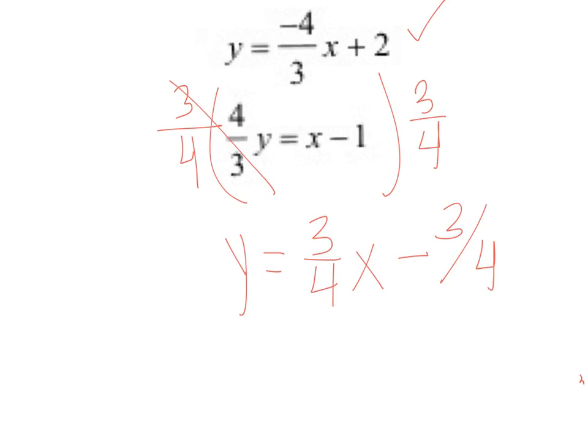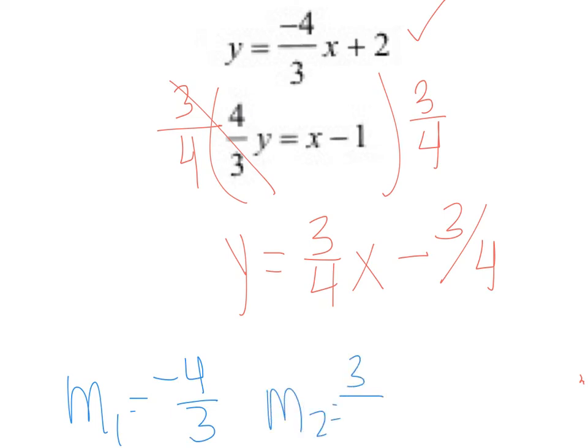Let's take a look at these slopes. The slope in equation 1 is a negative 4/3. The slope in equation 2 is a positive 3 over 4. These two slopes are going to be opposite reciprocals. They've been flipped upside down. The slope of the first line was negative. The slope of the second line is positive, which means these two lines are perpendicular.